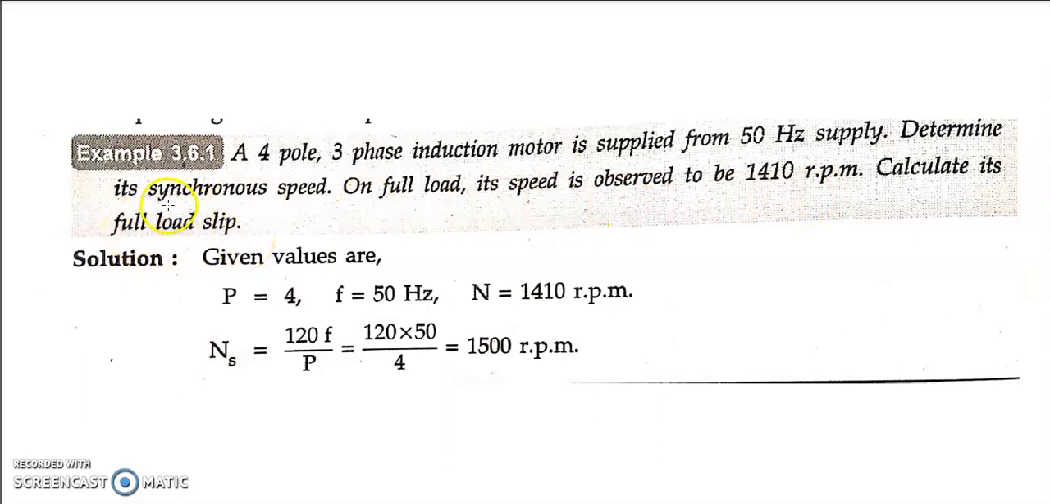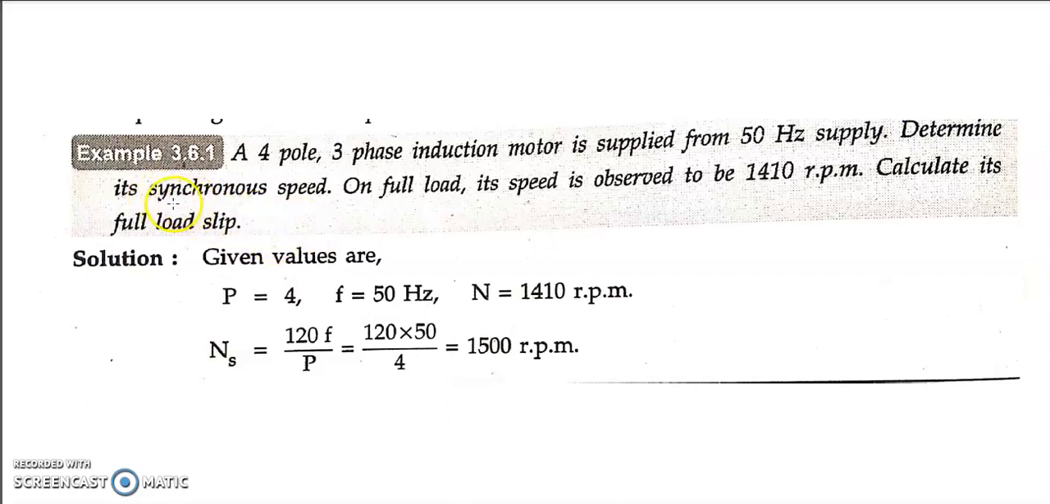So here there are two things to be calculated. One is synchronous speed Ns, the other is slip. Remember, slip has no unit, no SI unit. If you want to calculate slip speed, then the formula will be Ns minus N. If you're going to calculate just slip, it will be (Ns minus N) divided by Ns, into 100.